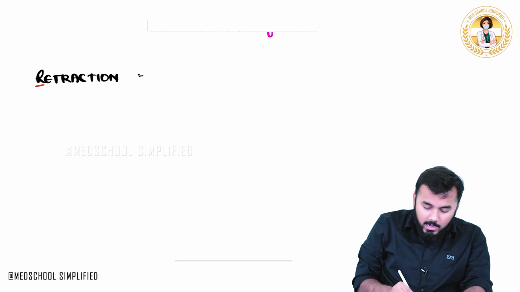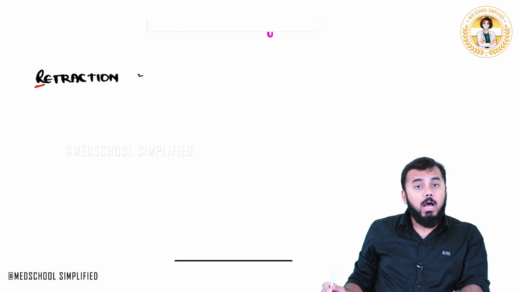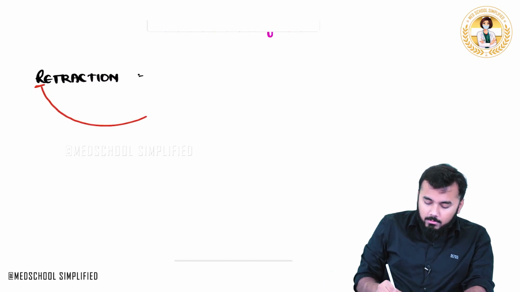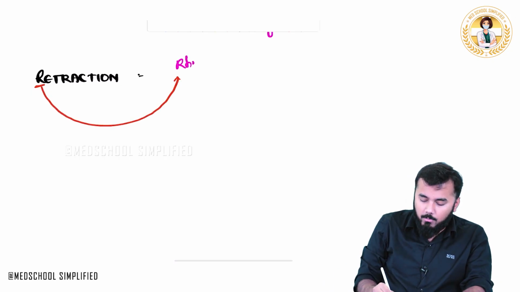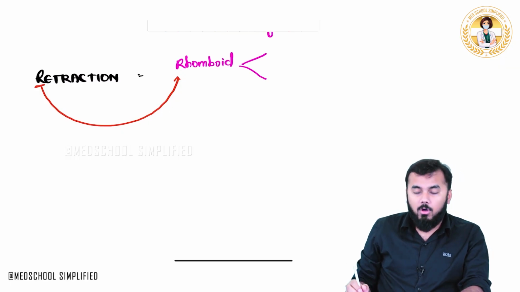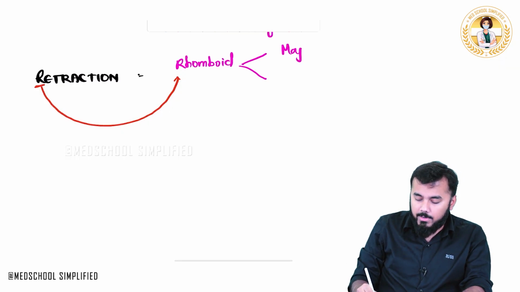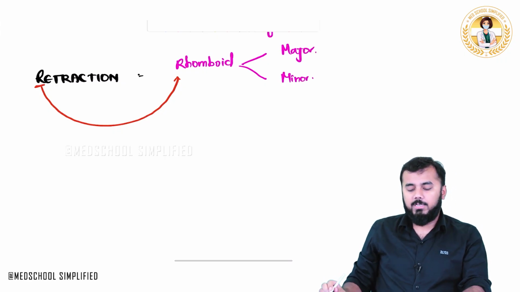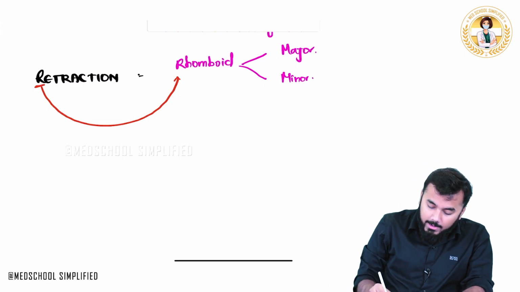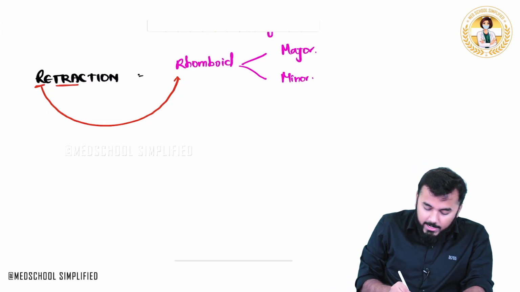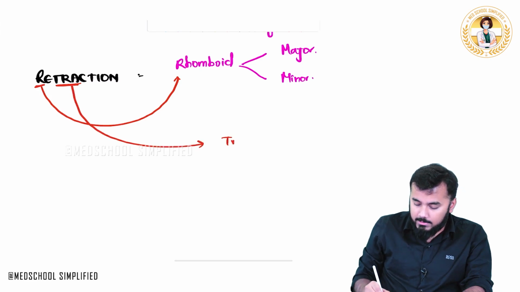R stands for rhomboid. R stands for what? Rhomboid. You have got rhomboid muscle, right? There are two types of rhomboid. All of you know, one is called as the major rhomboid muscle, another one is called as the minor rhomboid muscle. One is major and one is minor. And what does TRA stand for? TRA stands for trapezius.